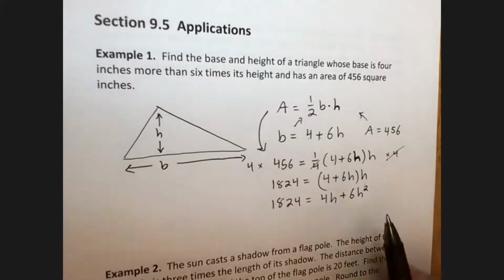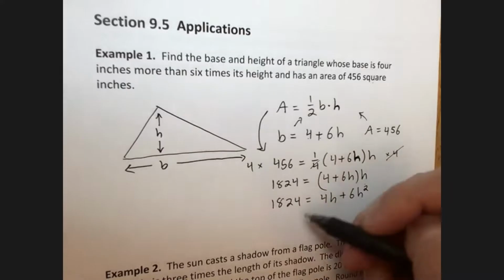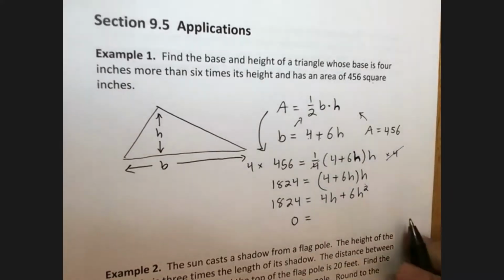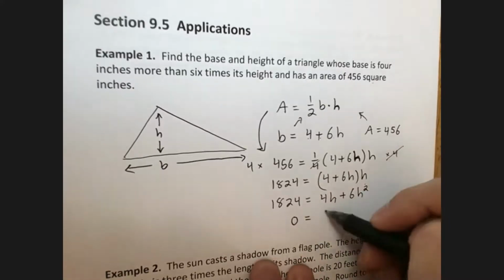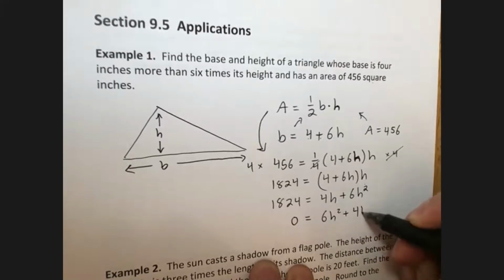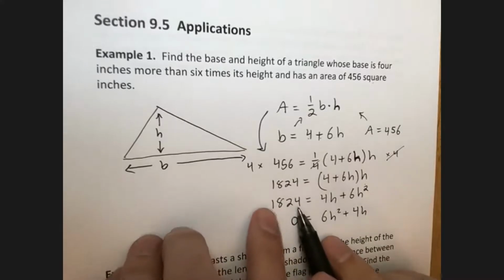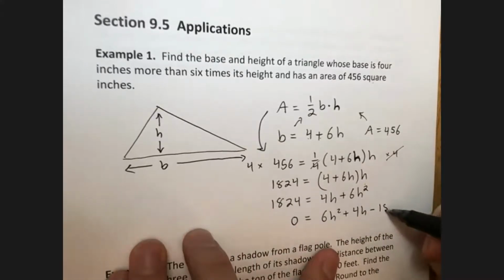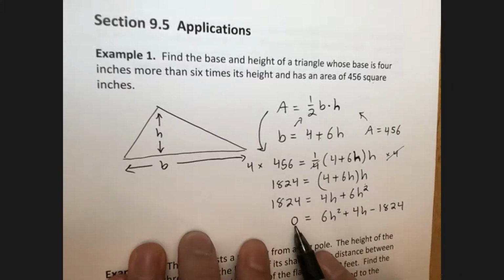Now it's looking good. I know how to solve this if I can get a 0 on one side, right? So if I subtract 1824 from both sides, I get a 0. Let me write this in the order that we had before. So instead of writing 4h plus 6h squared, I'm going to write 6h squared plus 4h. Same thing. A plus b is the same as b plus a. And then what did I do? I subtracted 1824 from both sides. So I've got a polynomial equal to 0.